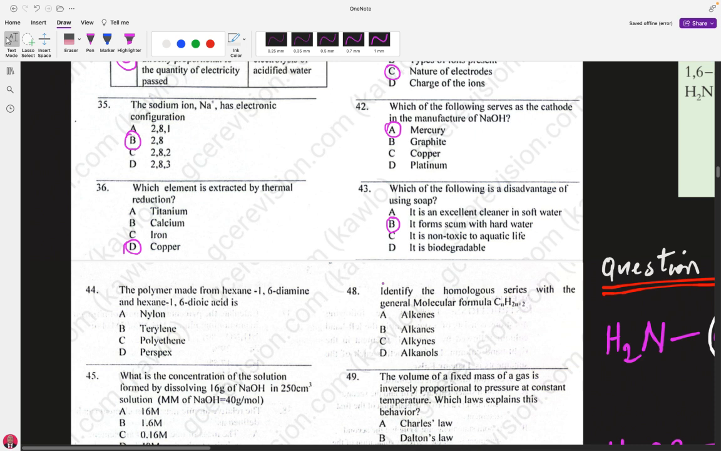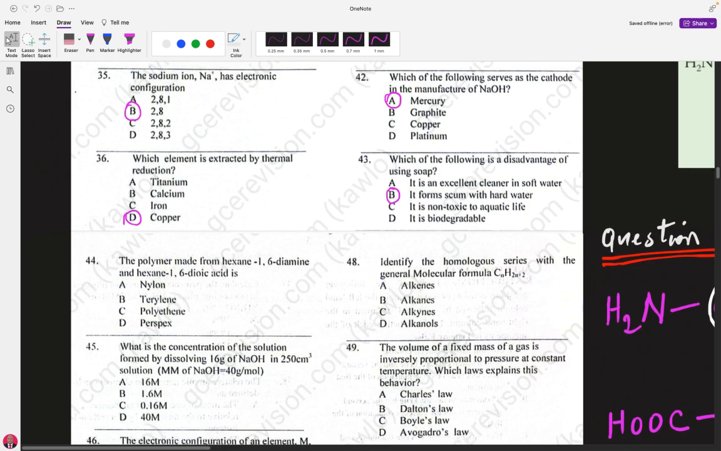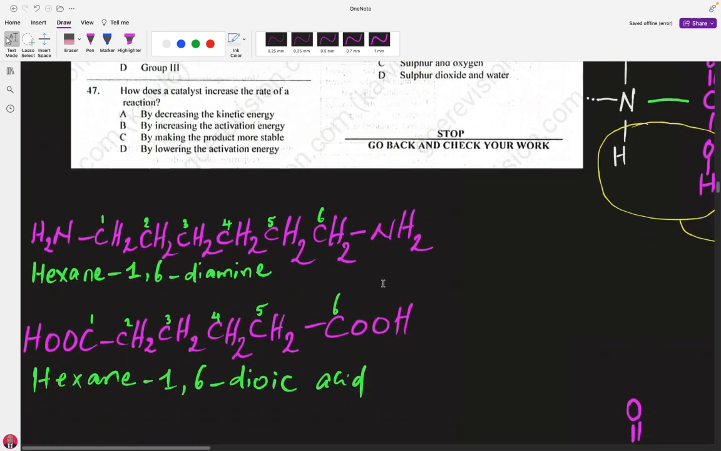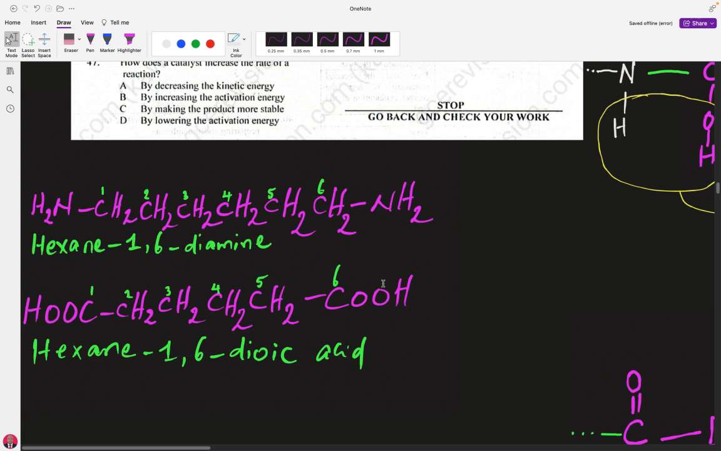this is an amine with 2 amino groups. And dioic acid, this is an alkanedioic acid, a dicarboxylic acid. Just look at it here. You see, hexane-1,6-diamine. These are the amine groups, the amine groups on the 2 edges.